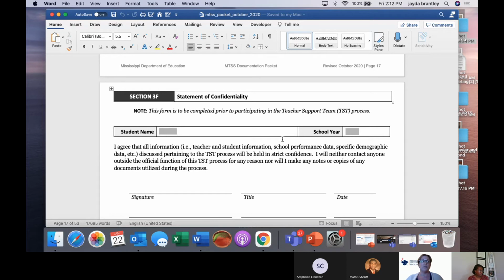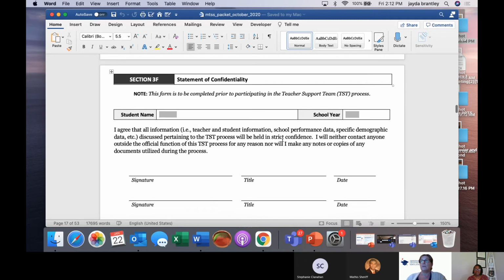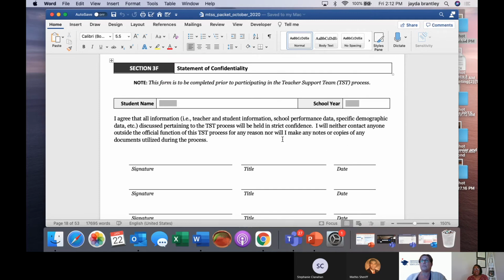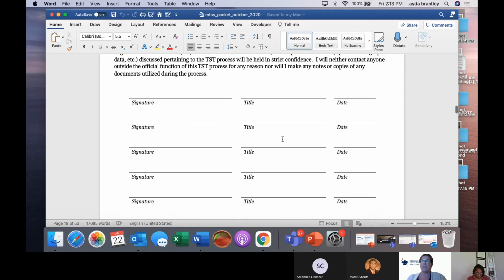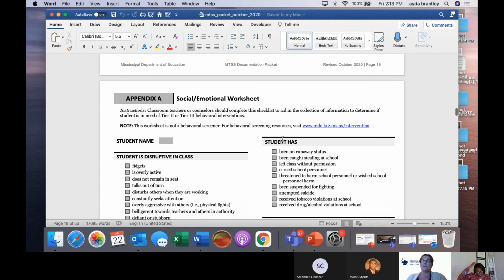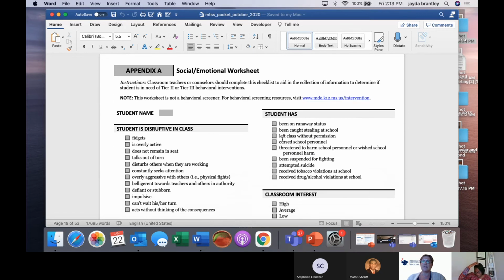And usually we did it at the first faculty meeting. So everybody just signs without a student name. You explain to them why they're signing it, and then just photocopy it. And then you would have it ready for the students that are referred, and at that time you would fill out that student name. Okay. And really, it's just the same as what we expect as far as not talking outside of the team.